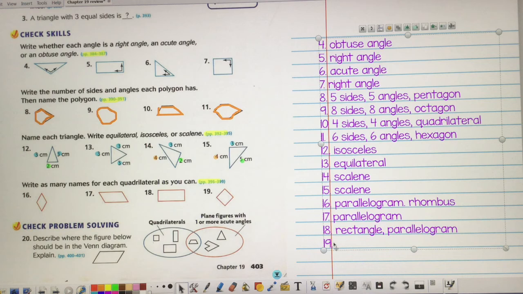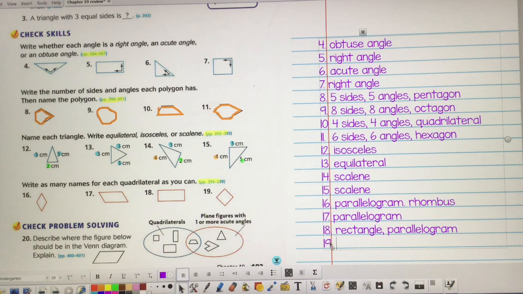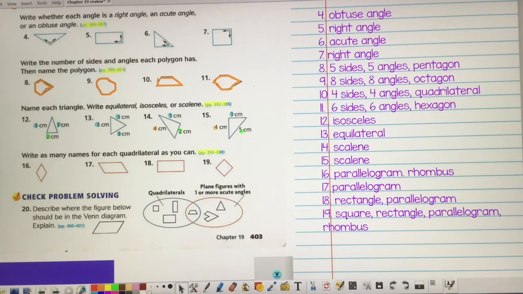Whew. It's almost all of them, but it's not a trapezoid, is it? It is not a trapezoid. So we have square, rectangle, parallelogram, and then we said it is a rhombus. So you got all those right.